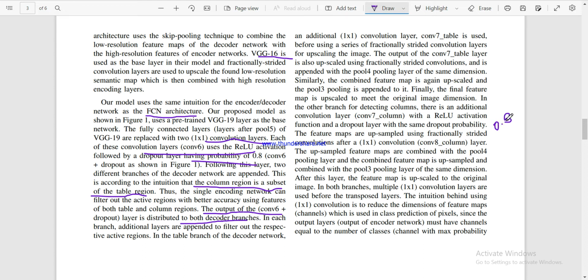Here the feature maps are upsampled using fractionally strided convolutions after a 1-into-1 convolution layer. The upsampled feature maps are combined with the pool 4 pooling layer, and the combined feature map is then upsampled and combined with the pool 3 pooling layer of the same dimension. So they are upsampling and combining with pooling layers.